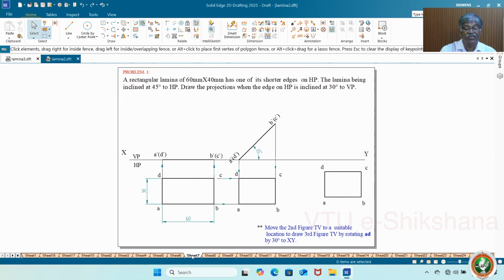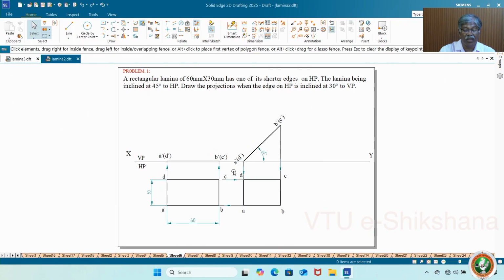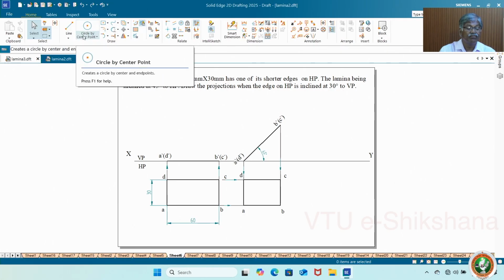You got it. Next comes, see here what you have to do. Right now it is perpendicular to what? Perpendicular to VP. I don't want it here. I want the edge on HP inclined at 30 degrees to VP. So what you have to do is keep this at 30 degrees. Whatever you did for this, you move and then rotate. Here also you have to do it. So I move this to a suitable position. Now how to move and rotate, I will show you here.